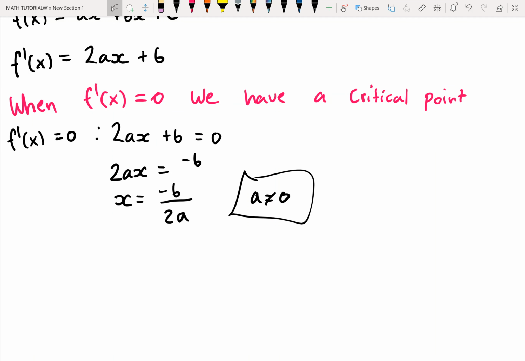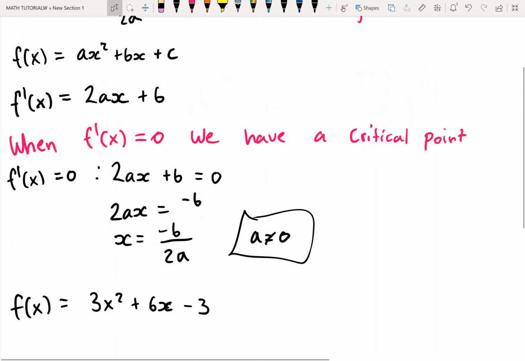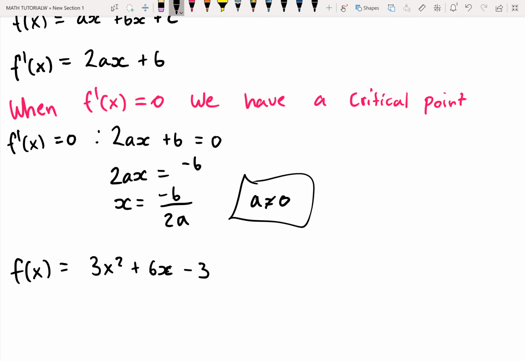So let's put up a random example. f of x is equal to 3x squared plus 6x minus 3. And you can see there's no c in our definition for the vertex. It's because the derivative of a constant is always 0. So we only have to consider these two constants here, 3 and 6. Okay, let's go ahead and do that.